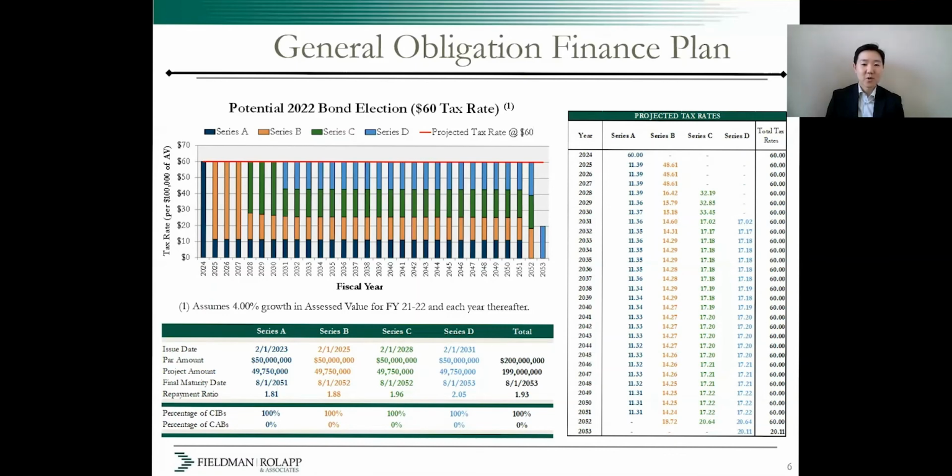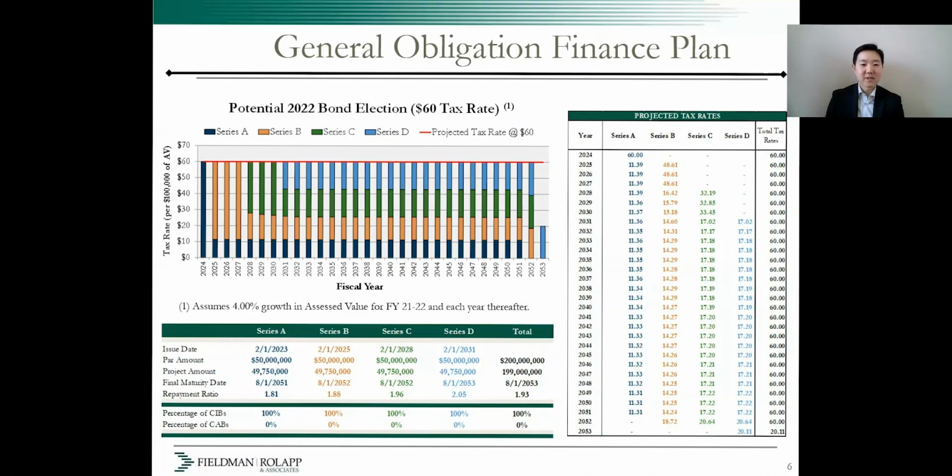In this example, we show a unified school district levying at the maximum $60 tax rate limit in order to issue 4 separate series of bonds of $50 million each, totaling $200 million in total. Series A, the dark navy blue bars, are structured to cost taxpayers the full $60 tax rate in the first year. However, in year 2025, the navy blue bars fall dramatically to about $11 per 100,000, which can be done by structuring less principal amounts to mature in those years.